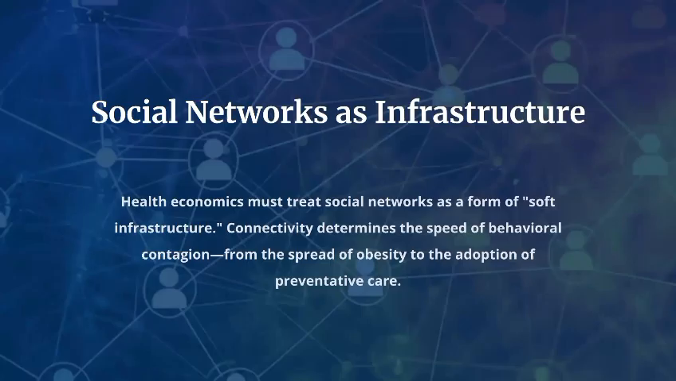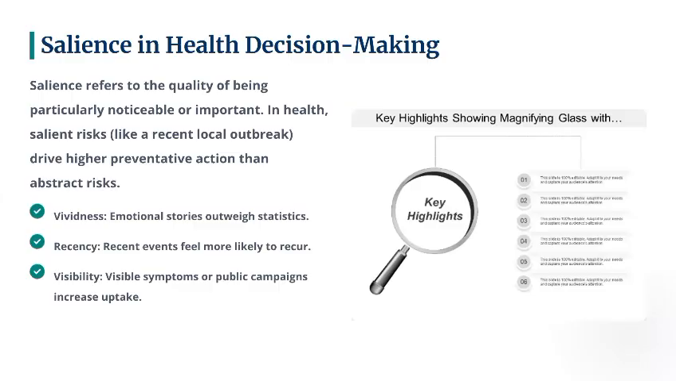Now, social networks as infrastructure. Health economics must treat social networks as a form of soft infrastructure because connectivity determines the speed of behavioral contagion, from the spread of obesity to the adoption of preventive care. Next, we have salience in health decision making.